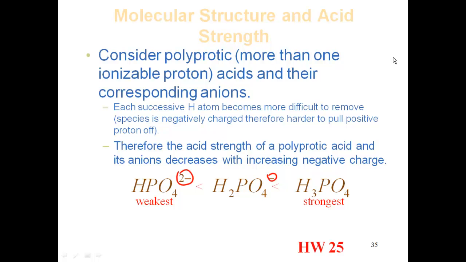Homework 25 deals with looking at species to decide which one's a stronger acid. Now realize, as I said before, it's stronger compared to the species it's being compared to, not that it's a strong acid. By definition, strong means 100% ionization. But in comparing the species you're looking at, which one is the stronger one, or the strongest one if it's more than two species?